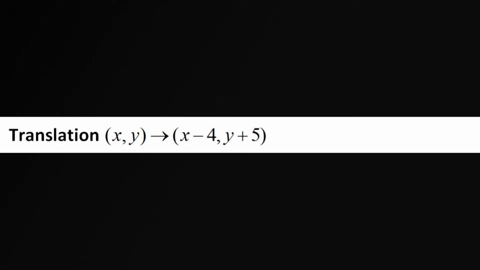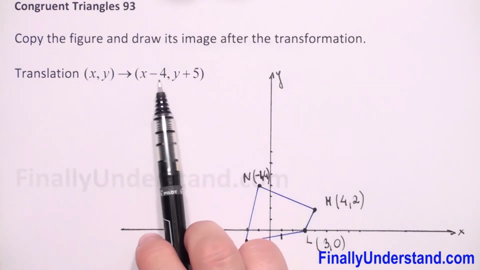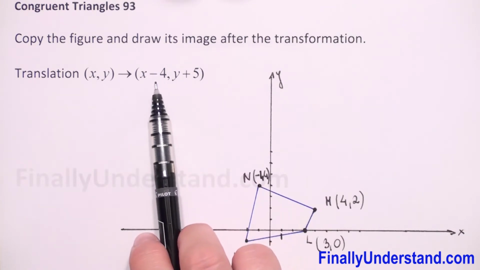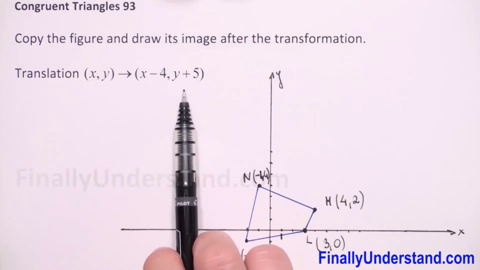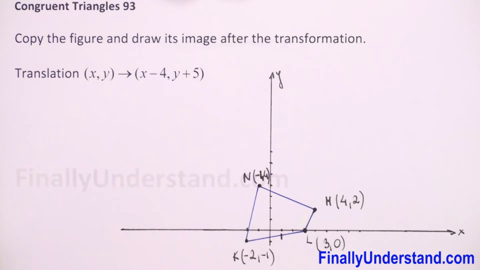We have a given figure and we have to translate this figure by the notation (x - 4, y + 5). It means we have to move to the left 4 units and move up 5 units. So first we will copy every point of our quadrilateral.